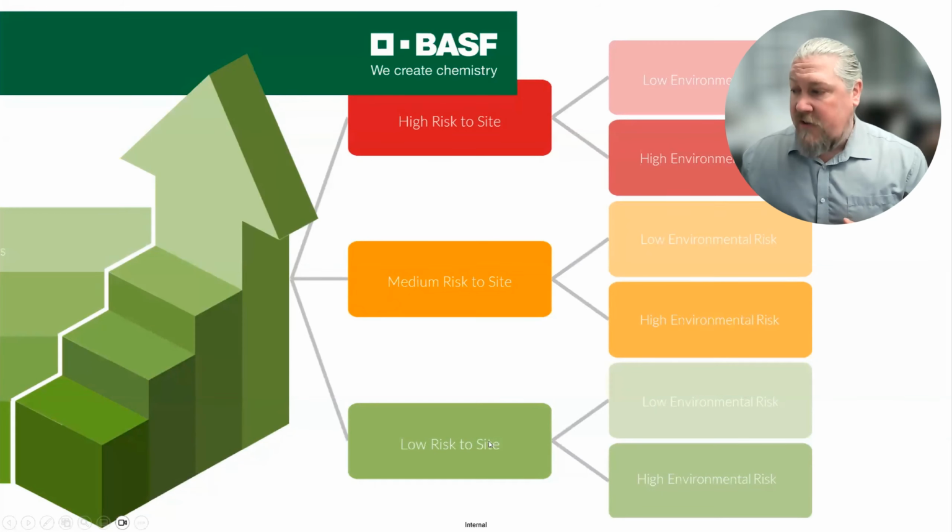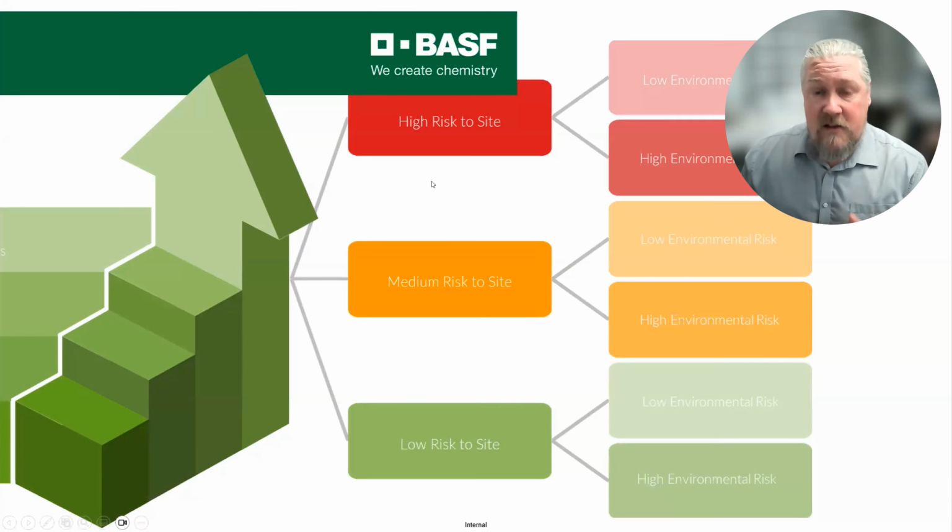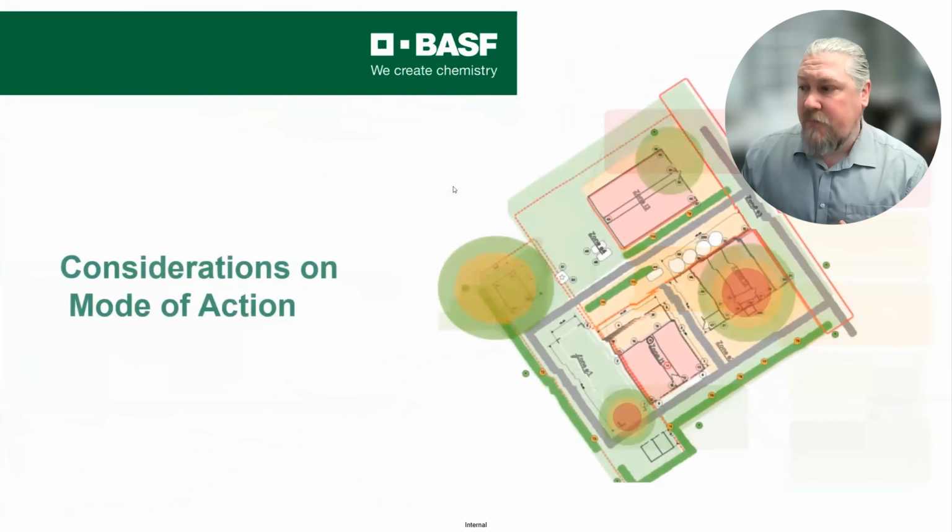Your low risk to the site, but high risk to the environment is going to have one response, whereas an environment that's a high risk to the site, but potentially a low risk environment is going to have a very different response. So you can see here by applying this second filter, we are going to start getting a different set of results. And we're going to do all of this with our heat maps. We're going to do all of this with our understanding of the site.